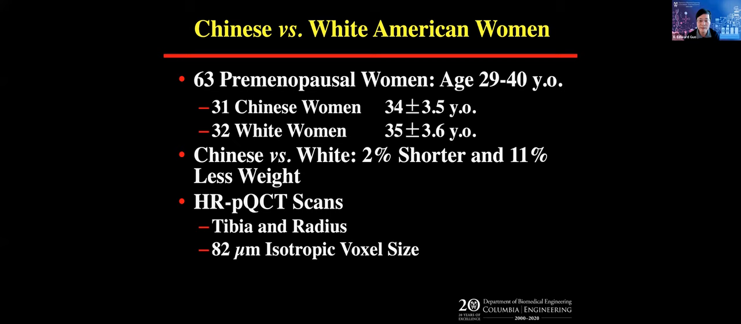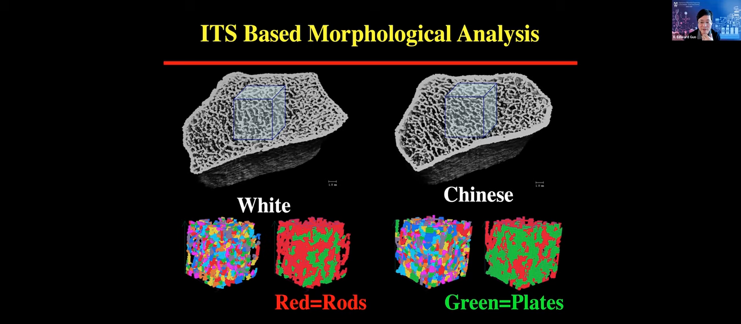So in general, the Chinese are 2% shorter and 11% lighter in weight. And we did the HR-pQCT previously on them. And then when the results came back, it was really quite interesting for us. So we did it in the tibia and the radius, in terms of the plate and rod segmentation. As we presented here, green are plates, red are rods. You can see in the Chinese, you have a lot more green than the white, the Caucasians on the left side, right?